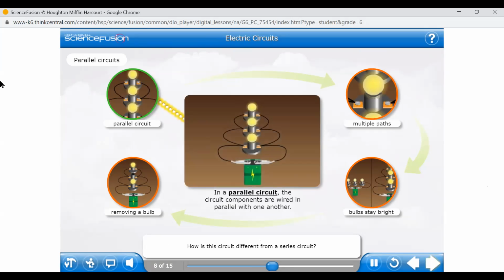How is this circuit different from a series circuit? Instead of being all in a line, the bulbs are connected to a common point, or wire. The parts of the circuit with bulbs are parallel to one another. That's why this type of electric circuit is called a parallel circuit.